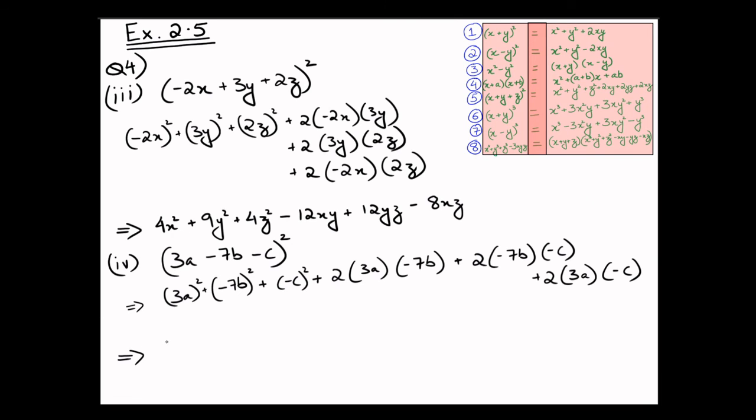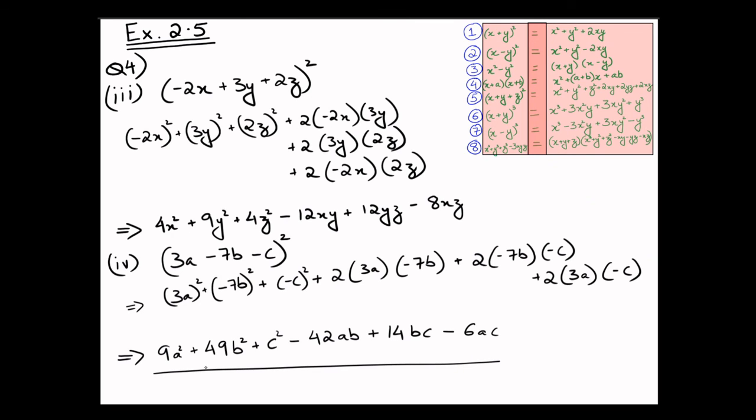And opening all the brackets, we finally get 9a square plus 49b square plus c square minus 42ab. Over here it will be plus, since minus and minus will be plus, 14bc minus 6ac. That's the solution for part number 4.